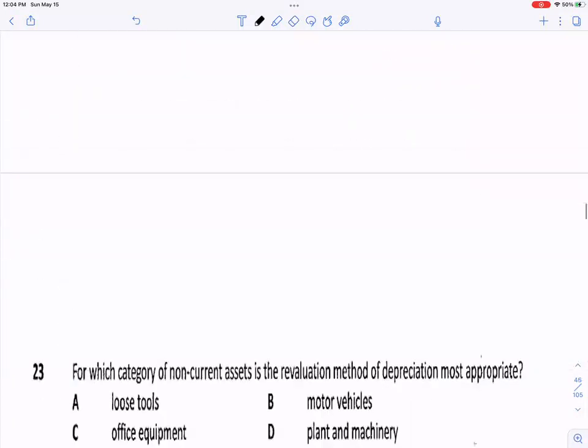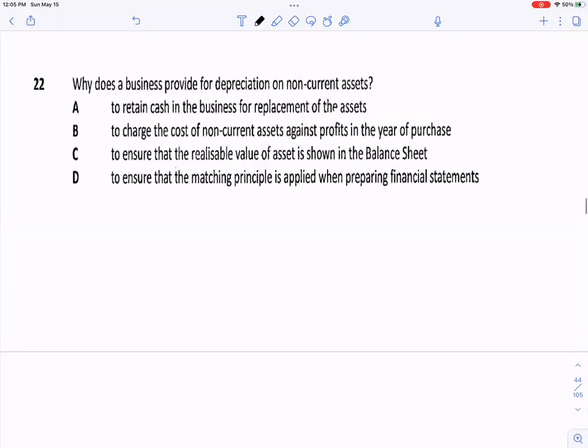Depreciation, which principle did I teach you? This is not net realizable value. We show the asset at net book value. Net realizable value means the selling price, and net book value means cost minus depreciation.